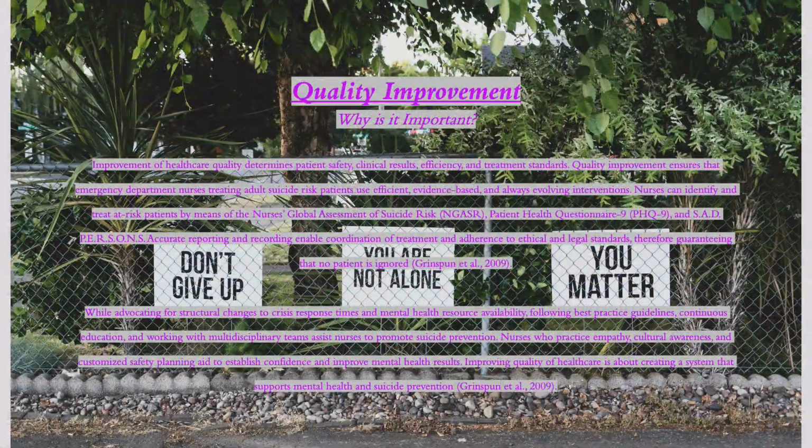Quality improvement is so important because it really comes down to patient safety, efficiency, treatment standards, being able to get and use efficient evidence-based interventions. And you really want to adhere to the ethical and legal standards to guarantee that no patient is ignored, left behind, or feeling unwanted. When you do that, you're improving not only the quality of healthcare from the system, but you're also supporting the mental health and doing suicide prevention with these patients.